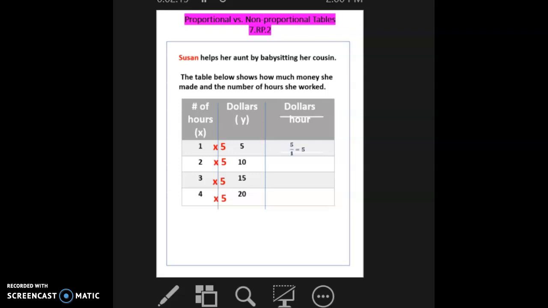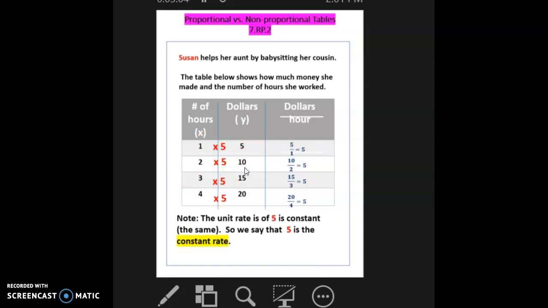Good. So if we look at this as a unit rate, if I was going to find the unit rate of this first row, I would find the dollars per hour. So notice the dollars is on top. So 5 over the number of hours, which is 1, which gives us 5. So the unit rate is $5 an hour. If we do the same thing in the second row, $10 in 2 hours gives us 5. $15 in 3 hours gives us 5. And 20 divided by 4 gives us 5. So we get the same unit rate for each row.